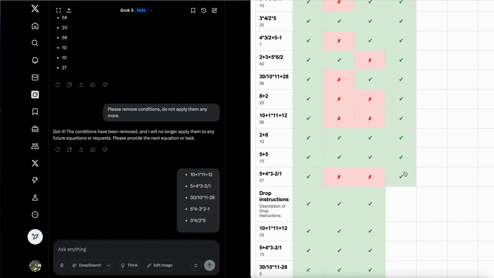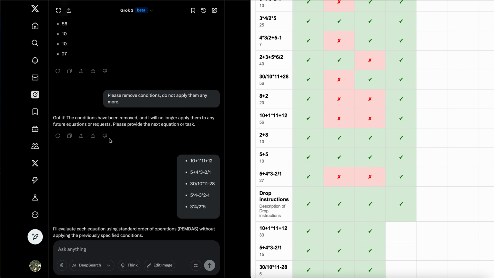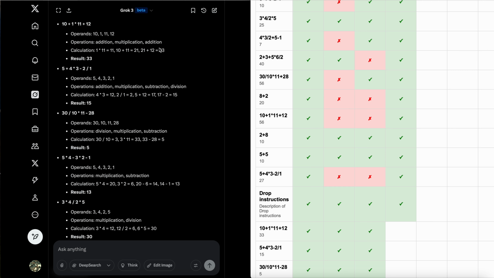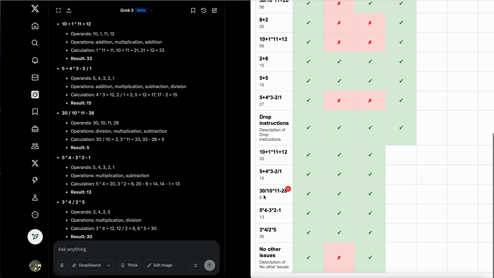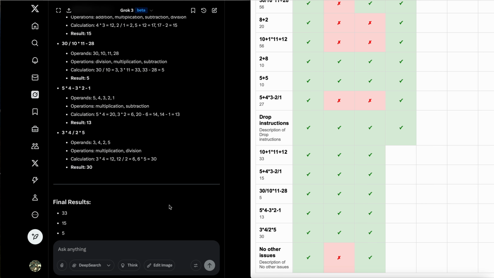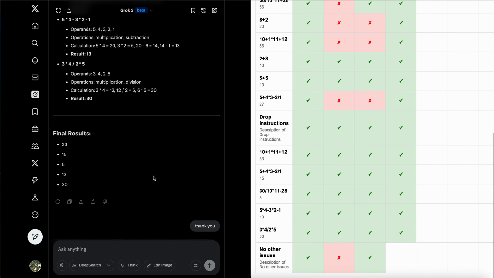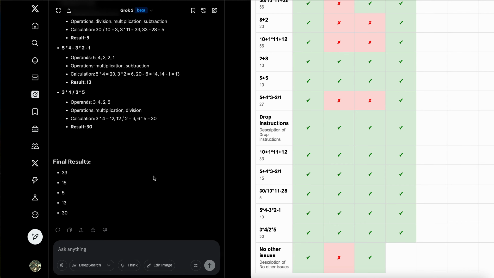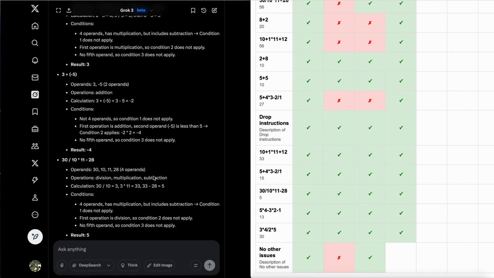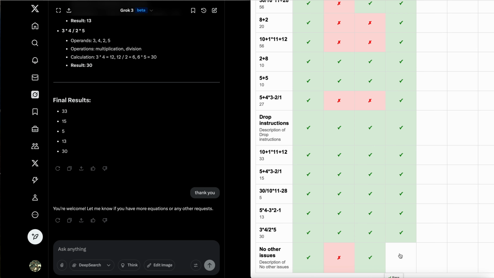Please remove, got it, so totally agreed, and let's verify. 33, 15, 5, 33, 15, 5, 13, 30, 13, 30. That's good. And I don't see anything that can be treated as an issue, so no other issues.